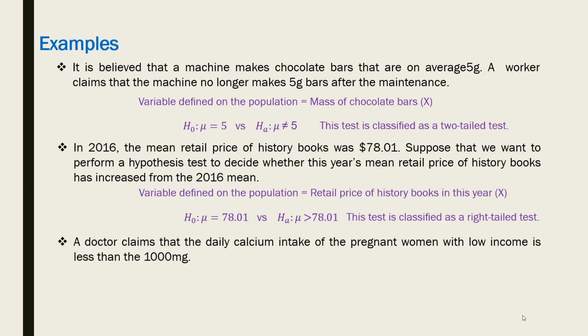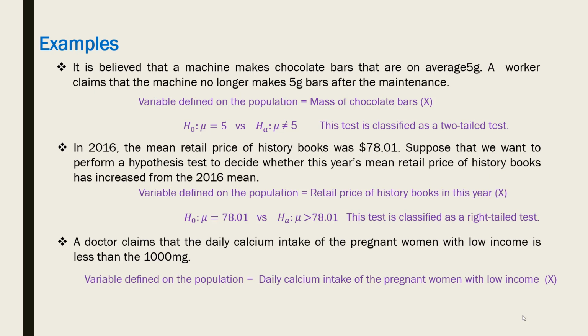A doctor claims that the daily calcium intake of pregnant women with low income is less than 1000 milligrams. Now we are checking the daily calcium intake of pregnant women. So what do you think about H naught? H naught: mu equals 1000, but HA: mu less than 1000. Why? Because our claim is that intake is less than 1000 milligrams. That's what we need to check. So this test is classified as a left tail test because mu less than 1000.